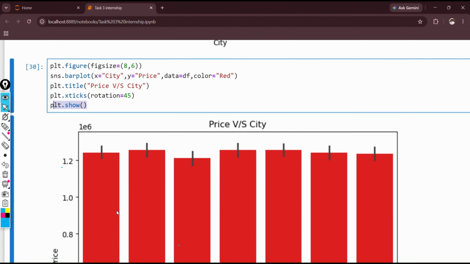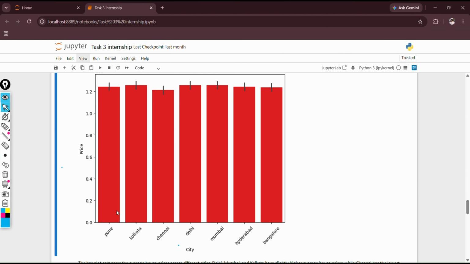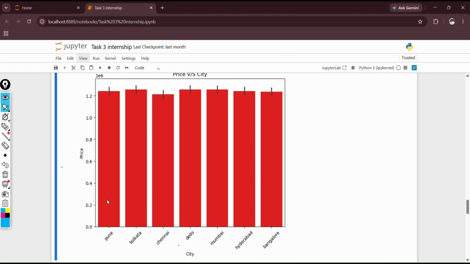Now let's interpret the visualization. On the x-axis, we have different cities, and on the y-axis, we have the average house price for each city. From this graph, we can observe that the average house prices across all cities are quite similar. There are no huge differences between them. Among these cities, Delhi, Mumbai, and Kolkata have slightly higher average prices, while Chennai has a comparatively lower average house price.